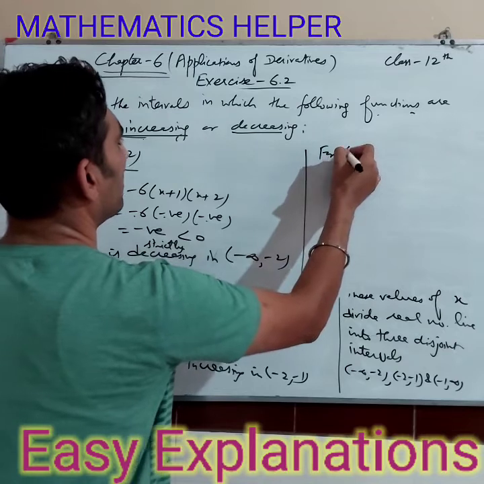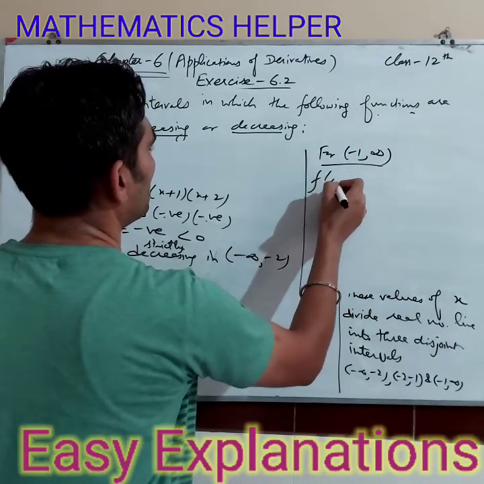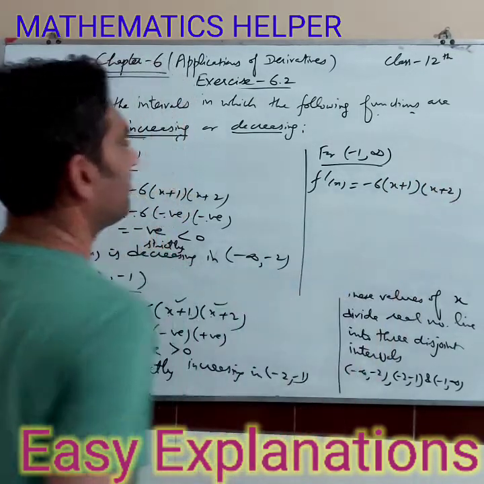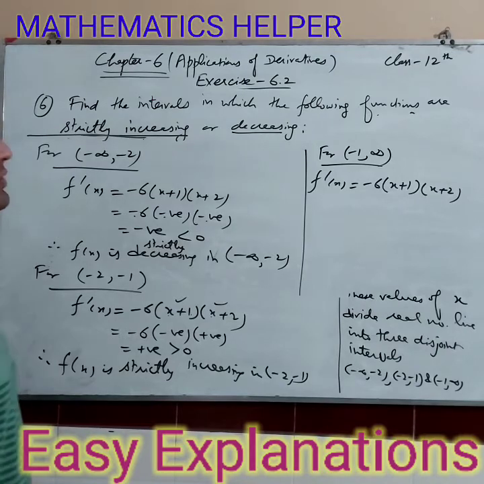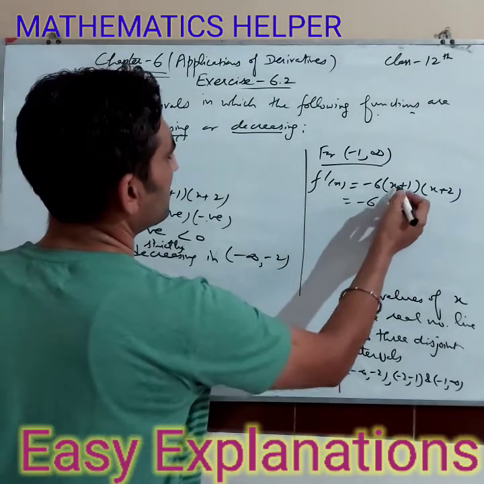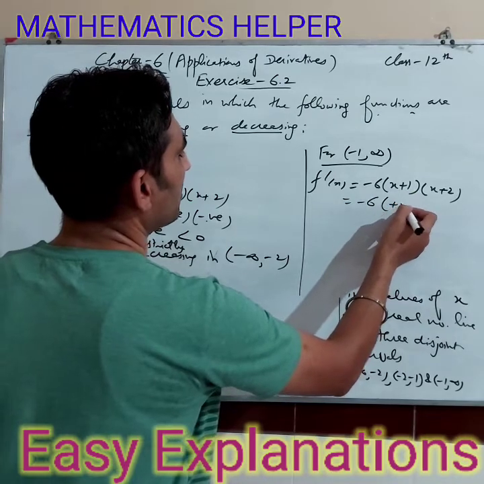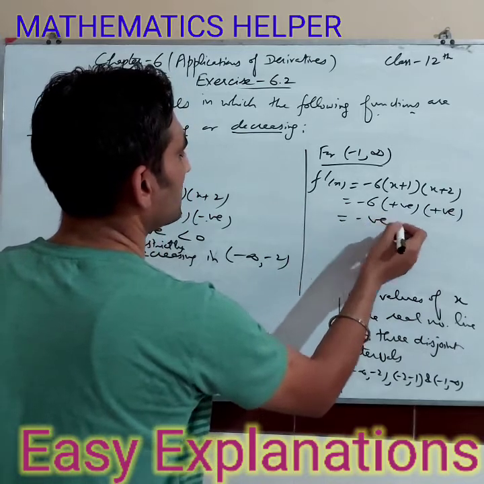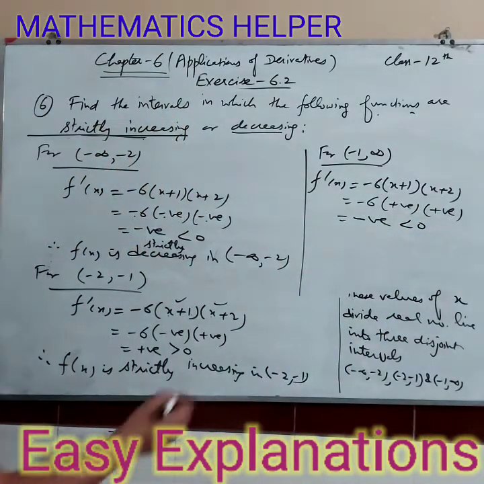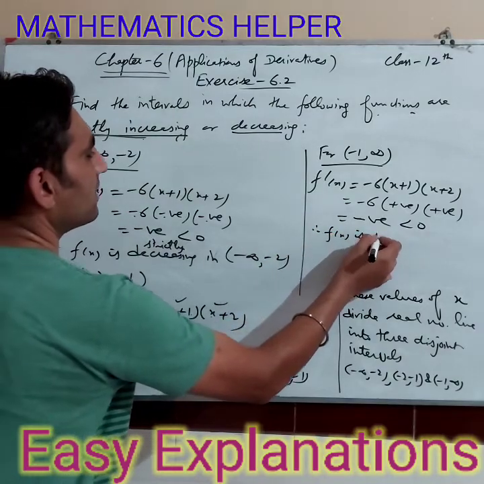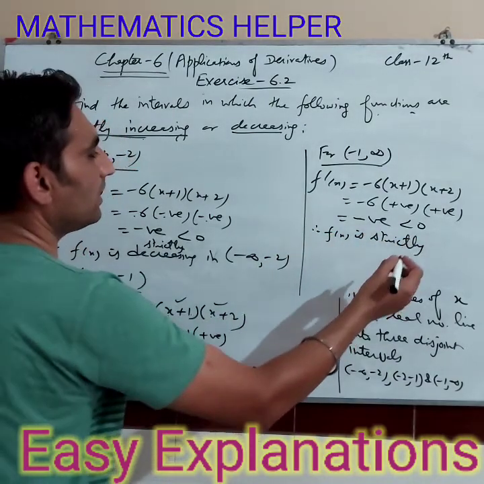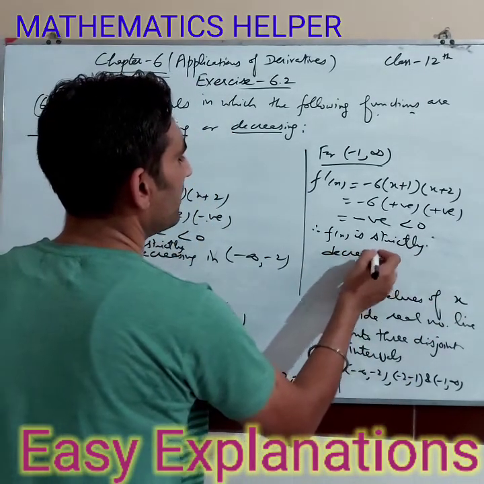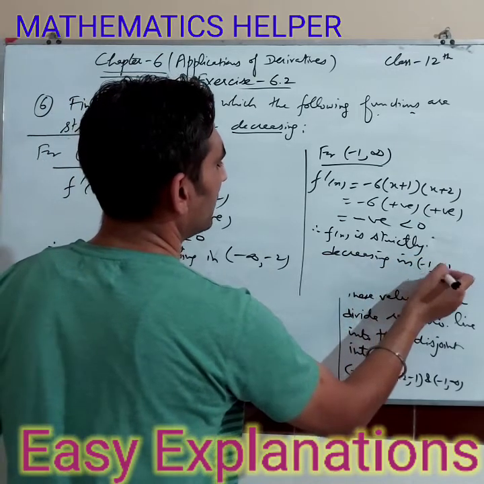So I will write for minus 1 to infinity, f dash x. f dash x is minus 6 into (x plus 1) into (x plus 2). From minus 1 to infinity, you can take any value. If I use 0, it will give minus 6 into (0 plus 1), which is positive, and (0 plus 2) positive. So here you have negative, so our whole answer will be negative, which is less than 0. In other words, we can say therefore f(x) is strictly decreasing in this interval from minus 1 to infinity.